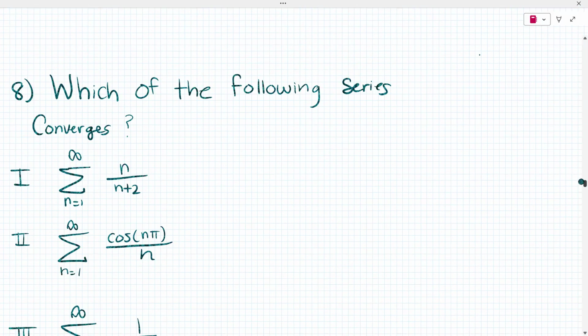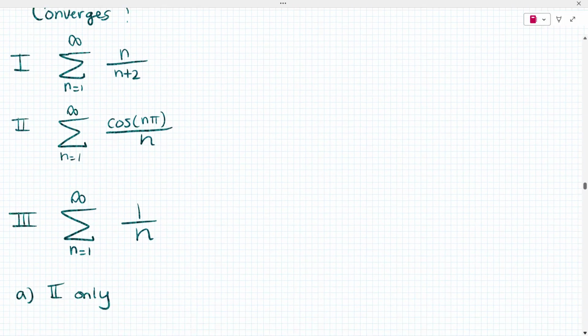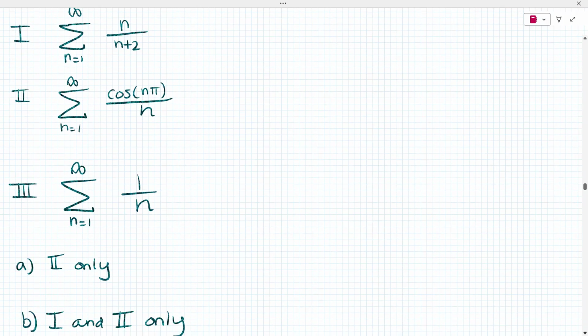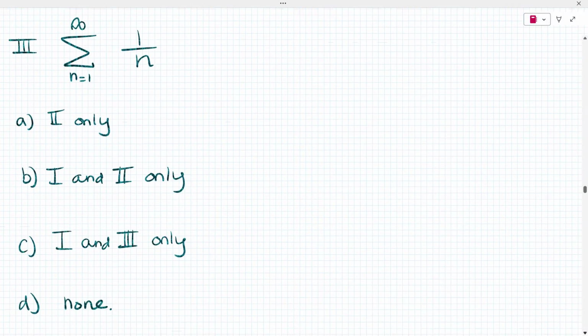Which of the following series converges? 1, 2, pi over n, 3, summation from n equals 1 to infinity of 1 over n. And the choices are A, numeral 2 only, B, 1 and 2 only, C, 1 and 3 only, D.